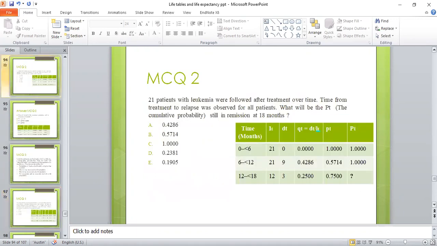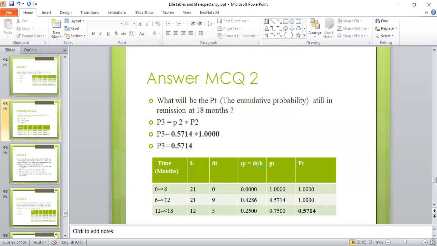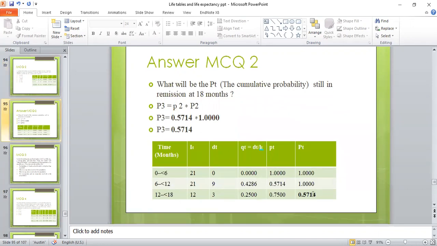Correct answer: A. MCQ 2: 21 patients with leukemia were followed after treatment over time. The time from treatment to relapse was observed for all patients. What will be the cumulative probability of still being in remission at 18 months? It is actually a small calculation. We can use P3 by multiplying the small p2 into the cumulative P2. Therefore, when we multiply 0.57 into 1, the answer will be B, 0.5714. This is the calculation of MCQ 2. Therefore, this answer is 0.57.